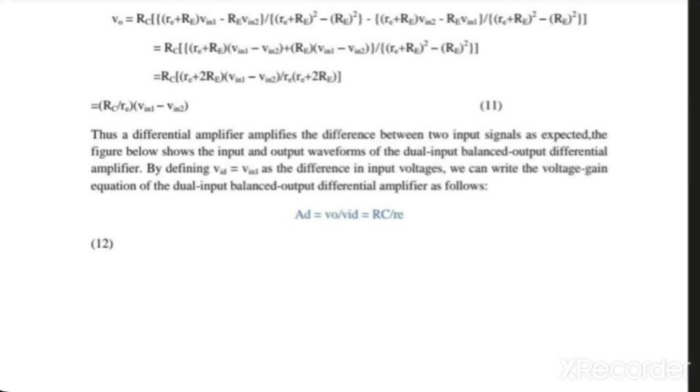Thus, a differential amplifier amplifies the difference between two input signals. By defining VID is equal to V input 1 minus V input 2, we can write the differential gain as AD. So AD is equal to VO upon VID. This is equal to RC upon RE. Hence the voltage gain is independent of RE.